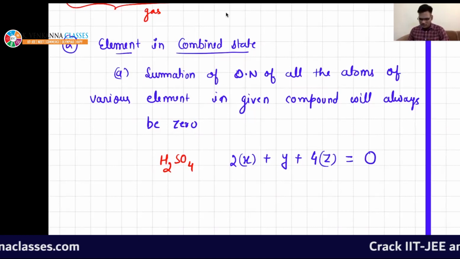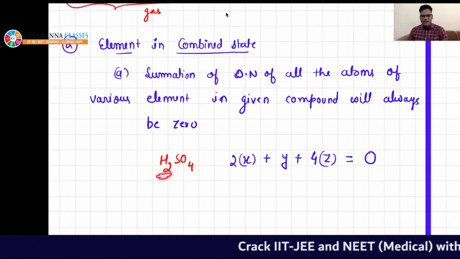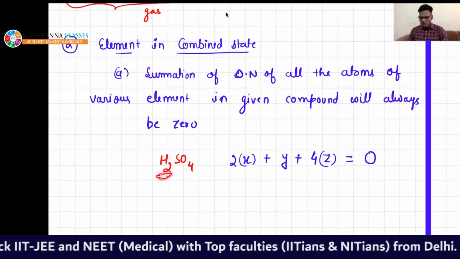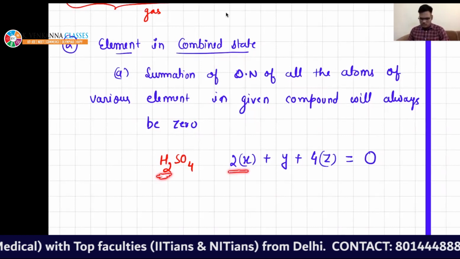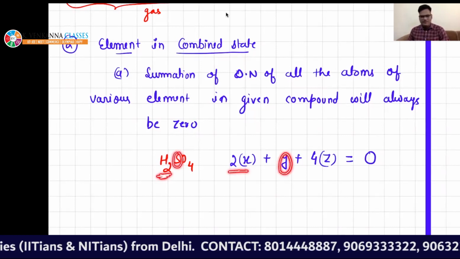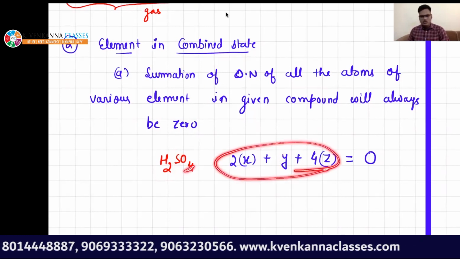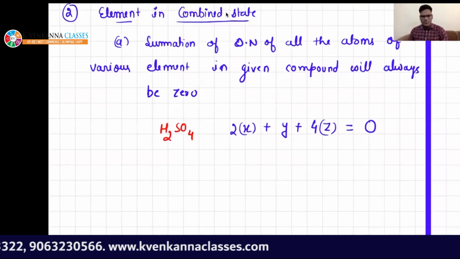I will repeat it. As there are 2 hydrogens and I have taken the oxidation number of an individual hydrogen atom as X, you will multiply 2 into X. The oxidation number of sulfur, let's say I have taken Y. Then the oxidation number of oxygen, Z. So their summation will be 0. Is that okay?